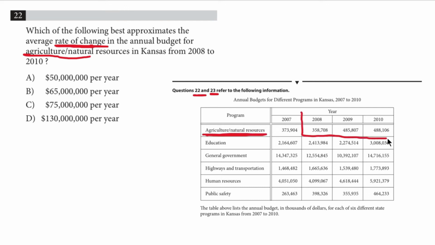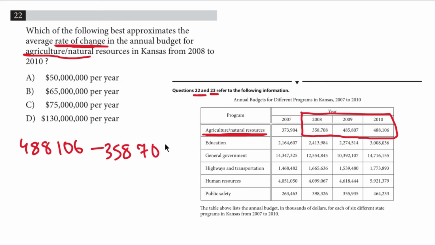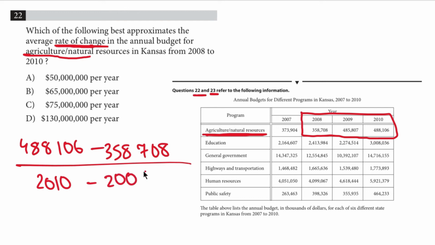So you see 3 years passed and we have come from $358,708 to $488,106. So in 3 years we have that difference, right? We have this minus this. Alright, now that we've got our money at the numerator of the slope, we're also going to have years. So over how many years did that happen? Well, it happened from 2008 until 2010. So we get 2010 minus 2008 at the bottom.